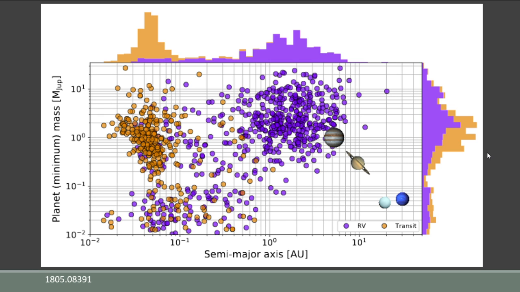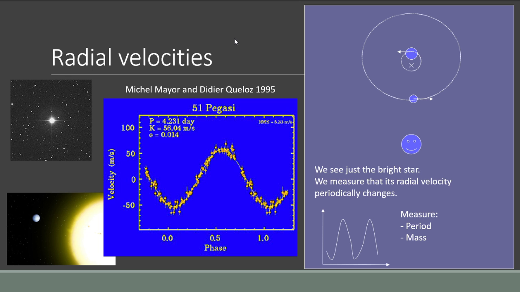Okay, so let's look at another plot. Here, planets discovered by two main methods are shown. Blue dots are planets discovered by radial velocity variations, and orange dots are planets discovered by transits. So we'll start with two methods, and we'll see that up to now they help to discover planets occupying very different parts of this plot.